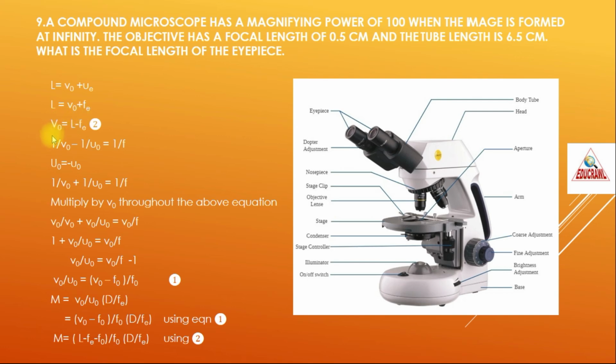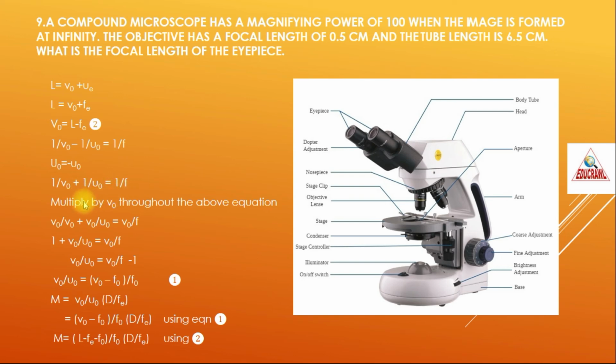So from this equation, you get the expression for V0 as V0 is equal to L minus FE. This you keep as equation 2. Then we use our mirror equation, 1 by V0 minus 1 by U0 is equal to 1 by F. This is for the objective. Here U0 is equal to minus U0 using sign convention. Hence, we rearrange the above equation as 1 by V0 plus 1 by U0 is equal to 1 by F.